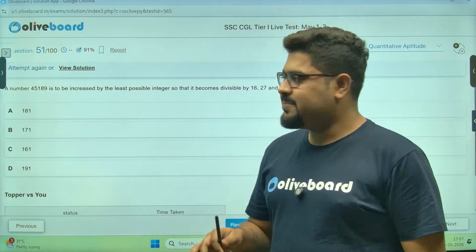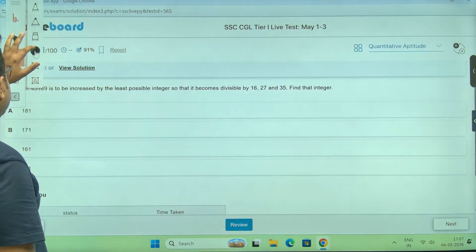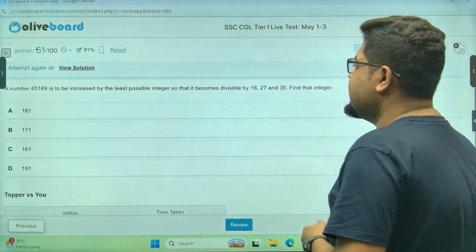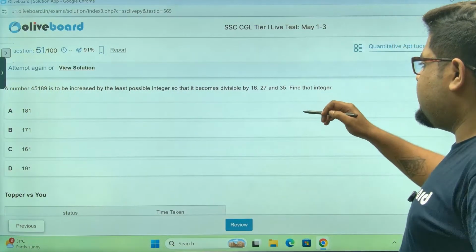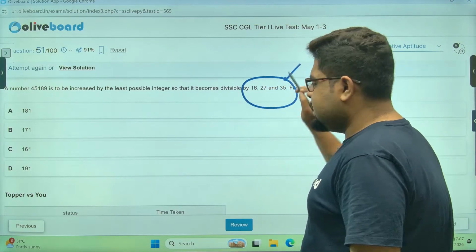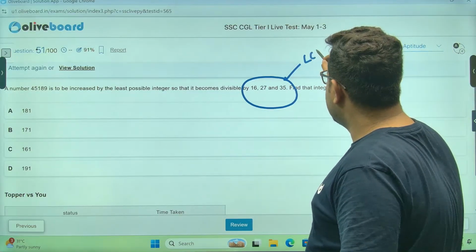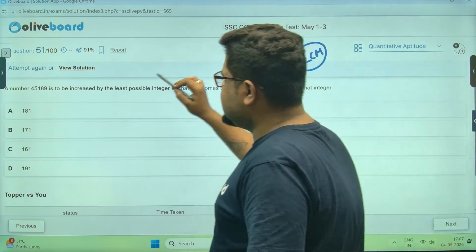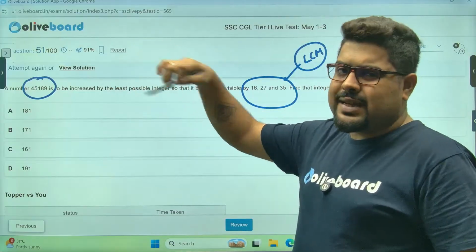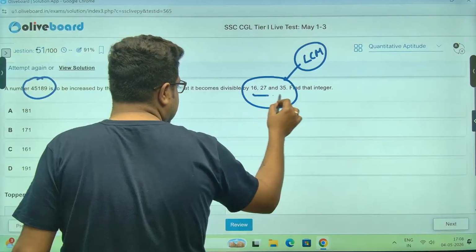Acha, so first question. We'll solve the questions very quickly. First question is this one. A number 45189 is to be increased by the least possible integer so it becomes divisible by this. Sir, options are there. There are a couple of ways. You can take the LCM of these numbers and find out. This is a 5-digit number, so multiply this LCM so that it goes close to this. But better will be to go with some multiple concepts.